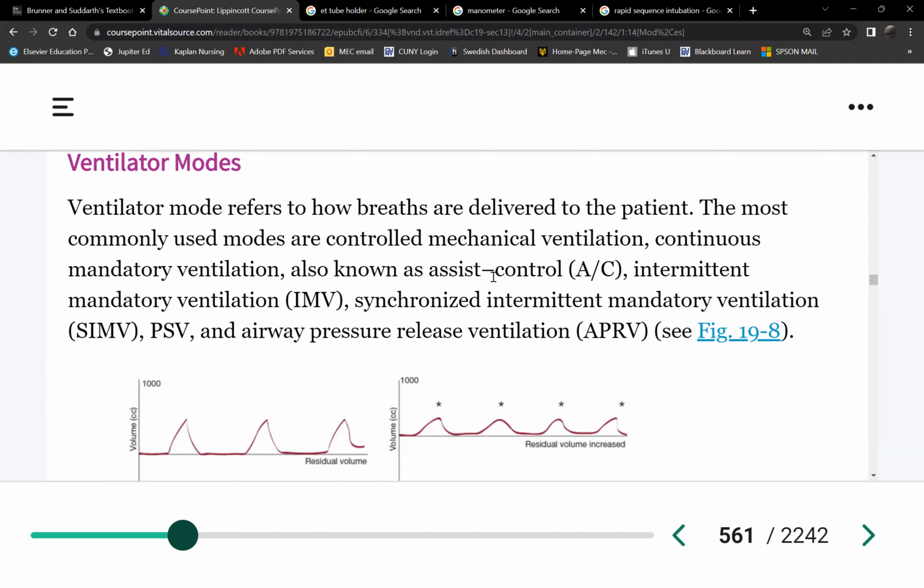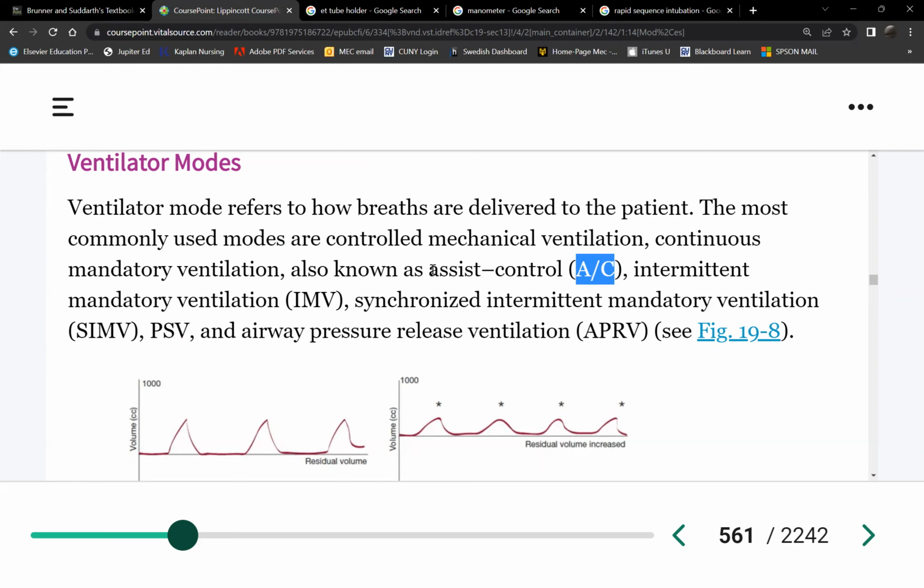So what are the two things preset under assist control? I have to tell the ventilator how much rate. Usually it's around 10, 12, right around there. And tidal volume, how much again is the average? In mLs. About 300, okay, let's say 350.